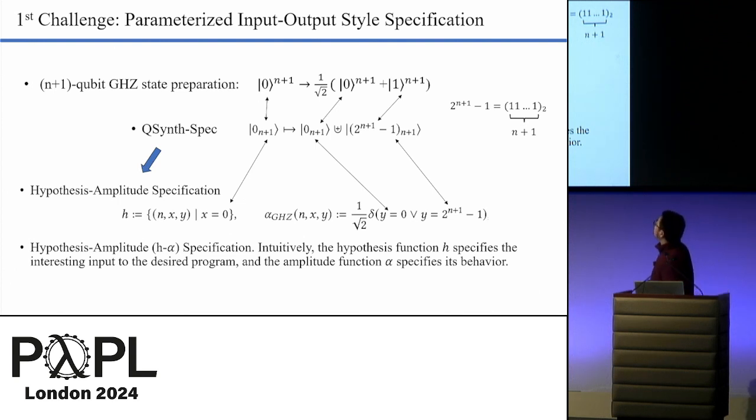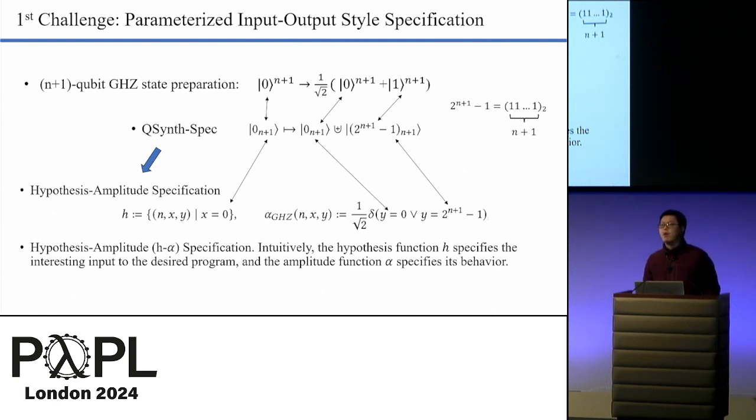So for the first challenge, we designed an intuitive representation for users to give their specifications. We can find that the first line is the map we want to generate. And suppose that we want to generate an n+1 qubit state here. And the second line is the specification that users need to give to QSynth. It is relatively intuitive and near to the math expression for the GHZ state. And given this, QSynth will compile this specification to a specification used in the verification, named the hypothesis amplitude specification. This hypothesis amplitude specification includes two parts. The first one is the hypothesis edge, which is used to specify the interesting state we are focused on.